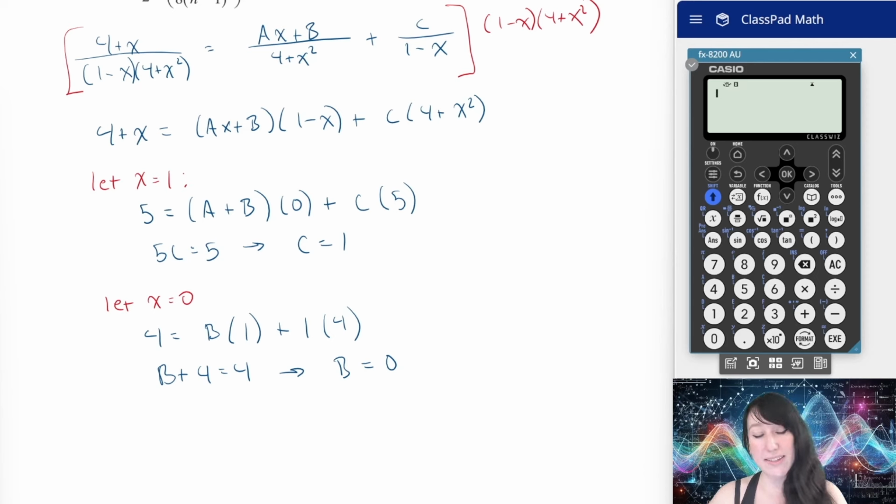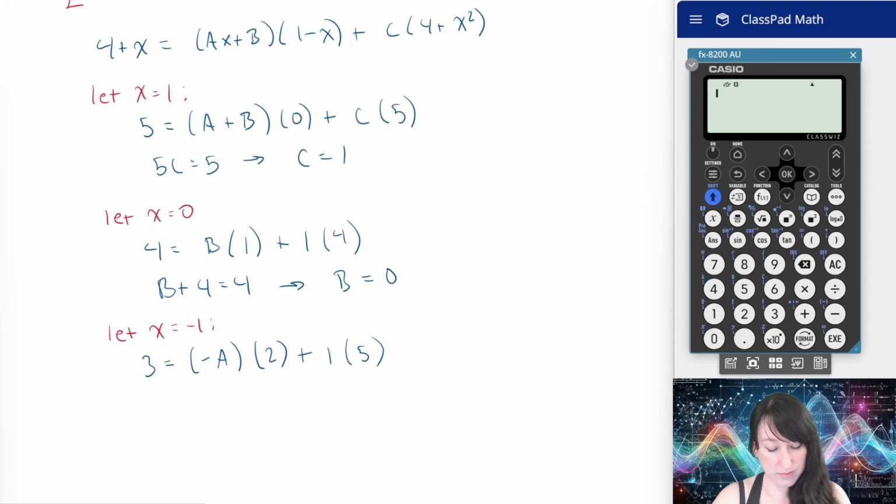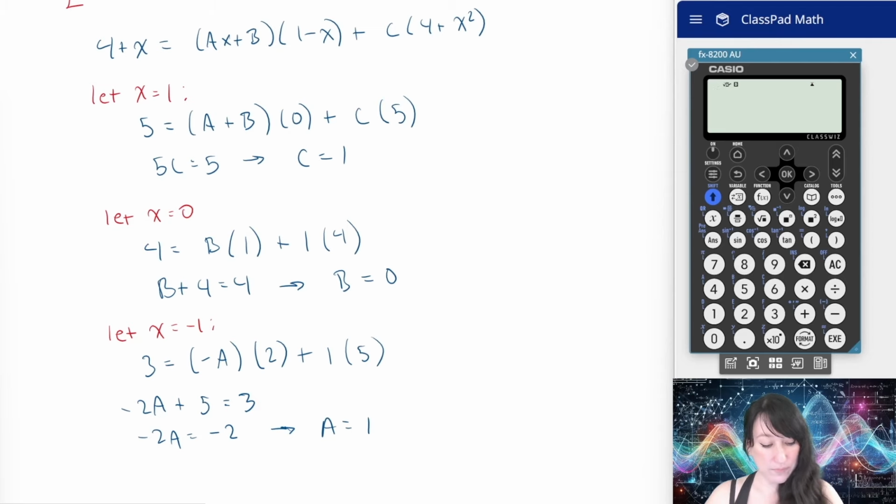I'll pick another number for x, perhaps x equals negative 1. The left-hand side will be 4 minus 1. The right-hand side will have a times negative 1, so negative a, plus b, which is 0, times 1 minus negative 1, which is 2, plus c, which is 1, times 4 plus negative 1 squared, which is 5. So we get negative 2a plus 5 equals 3. So we get a is 1.